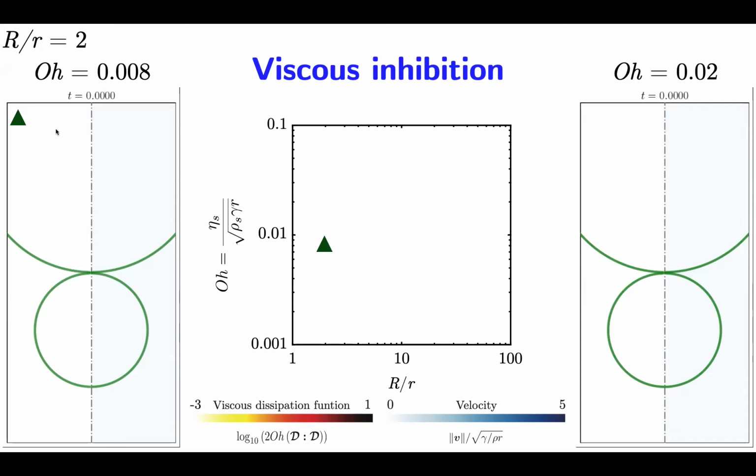So now I'm showing you one extra case. Both of them have the radius ratio of 2. And in the case on the left, the Ohnesorge number is 0.008, same as the case I showed you before. And on the right-hand side, the Ohnesorge number is 0.02, which is the new case, which is in fact slightly more viscous than the first case. It's roughly 2.5 times more viscous than the previous case.